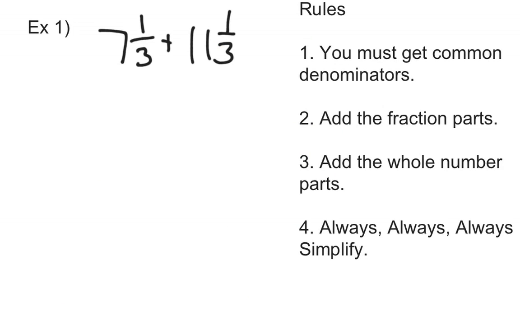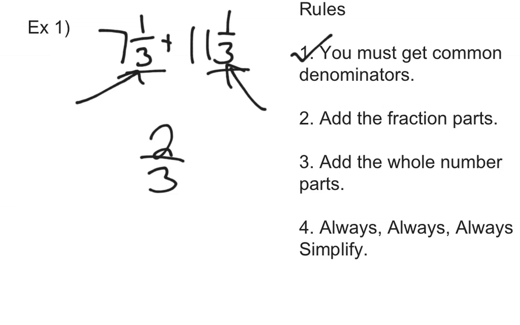Okay, let's do an example 1. We're going to take 7 1/3 plus 11 1/3. So, our rules. We must get common denominators. So let's look at our denominators. It's a 3 here, it's a 3 here. So that's all good. We have common denominators. Check. Number 2, add the fraction parts. Okay, fraction parts. 1/3 plus 1/3. Add the numerators. 1 plus 1 is 2. The denominator stays the same. We added the fraction parts.